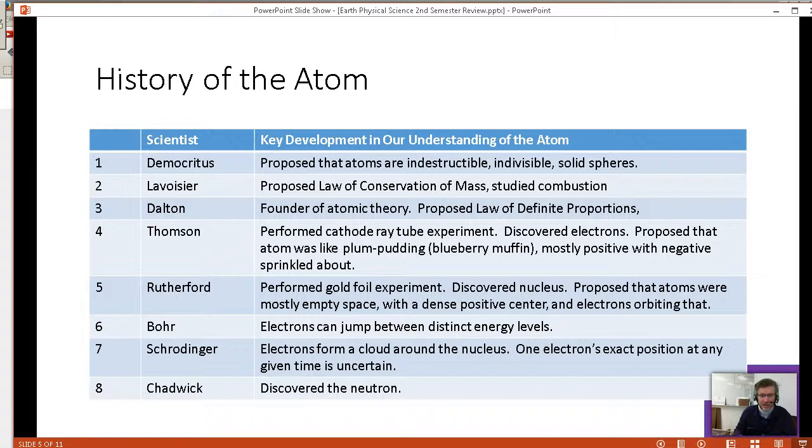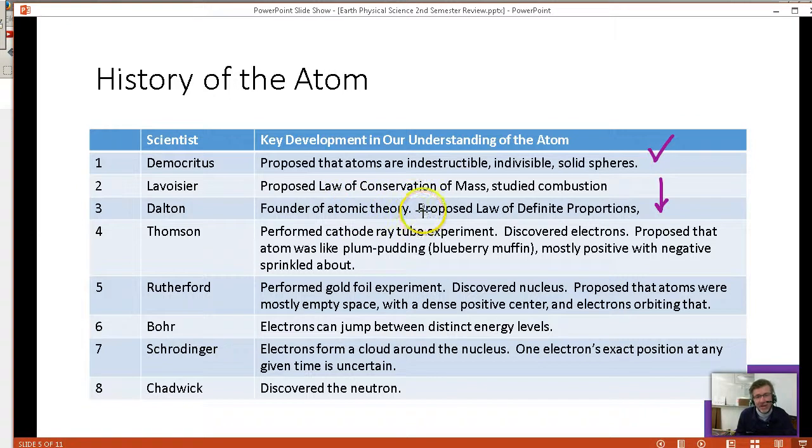So Democritus, starting off early on in ancient Greece, said that atoms are indestructible, indivisible solid spheres. Seem reasonable? For a long time, that seemed very reasonable, and then things started changing. So Lavoisier talked about the law of conservation of mass. He studied combustion. Things react with oxygen. Then came Dalton. He's considered the father of atomic theory.